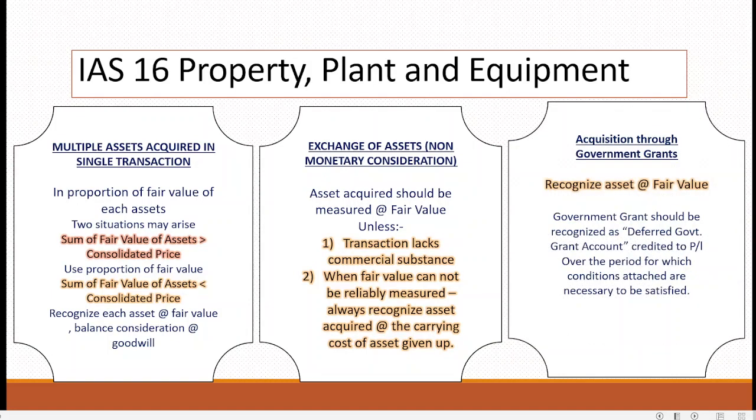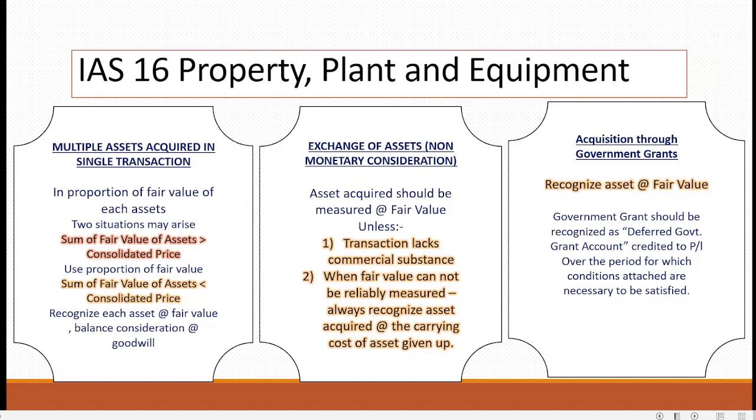Then if you are acquiring assets through a government grant, there is another accounting standard for government grants which deals with it. But overall, the government grant should be recognized as a deferred government grant, which can be credited to the profit and loss account, and the total value of the asset can be recognized in the accounting standard.